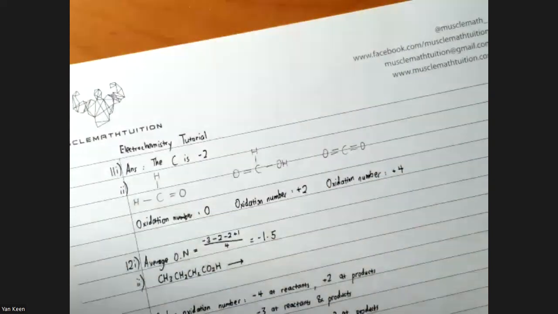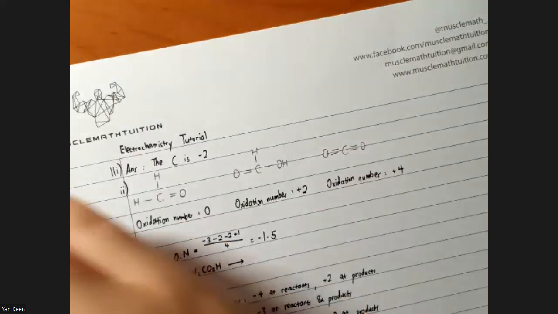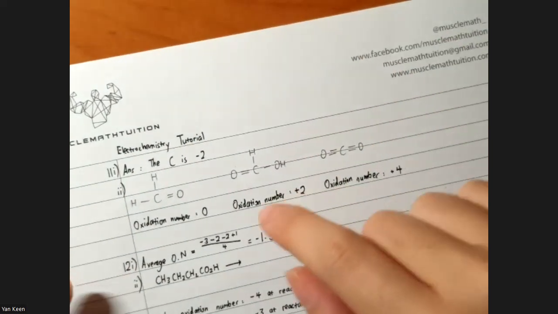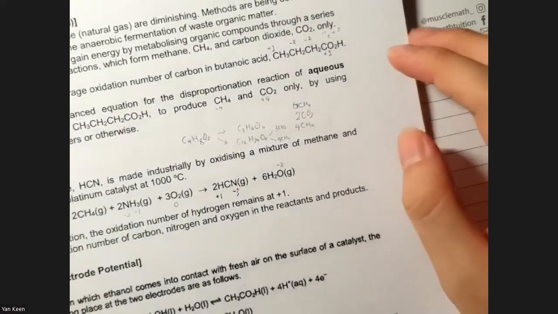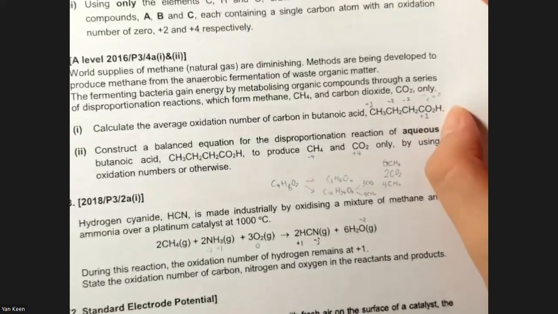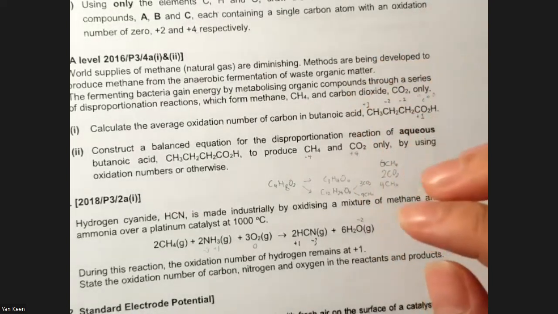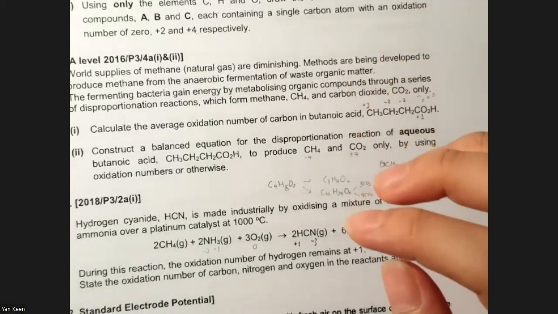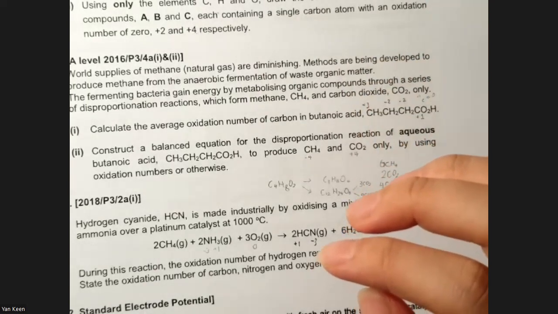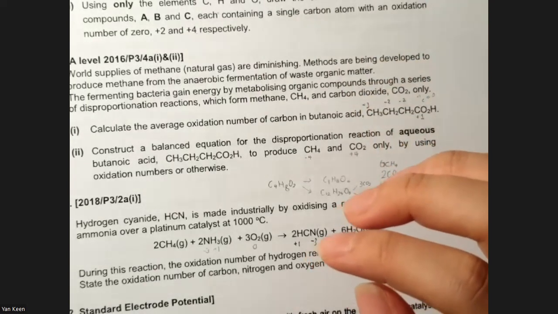So then the balanced equation. What is the question actually? Part 2, disproportionation reaction. It contains only CH4 and CO2. So construct a balanced equation. Obviously, because CH4 is the most -1, you know that now, and CO2 is the most +1.